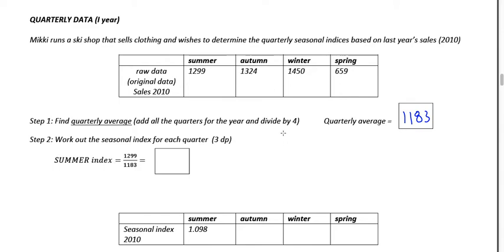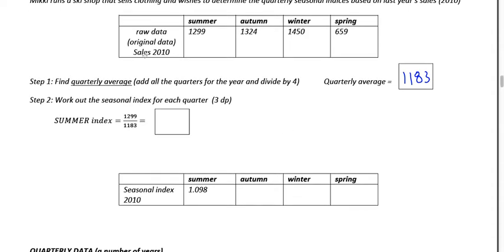Next, let's work out the seasonal index. First, for summer. We take the original value for summer, there it is there, and divide by the quarterly average, so that's where these 2 values have come from. I'm just going to get rid of that because it makes it a bit messy. When you do that, you get 1.098, which is written down there. Let's do that for autumn, winter, and spring.